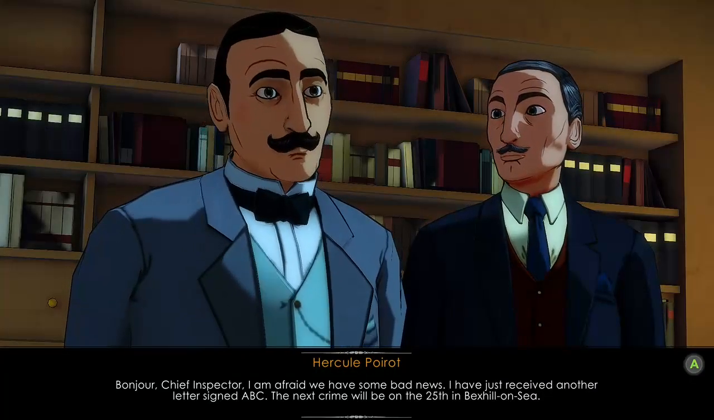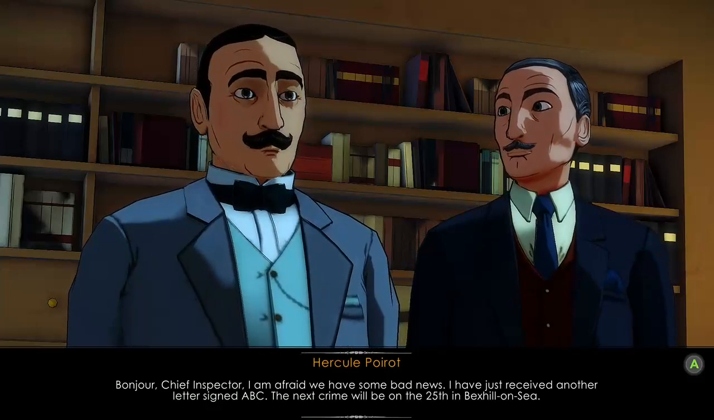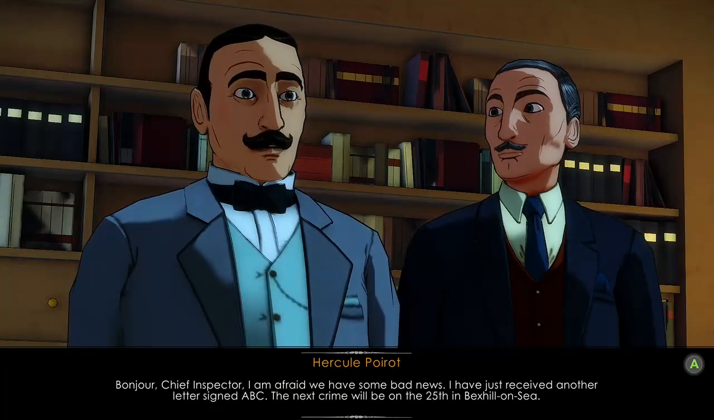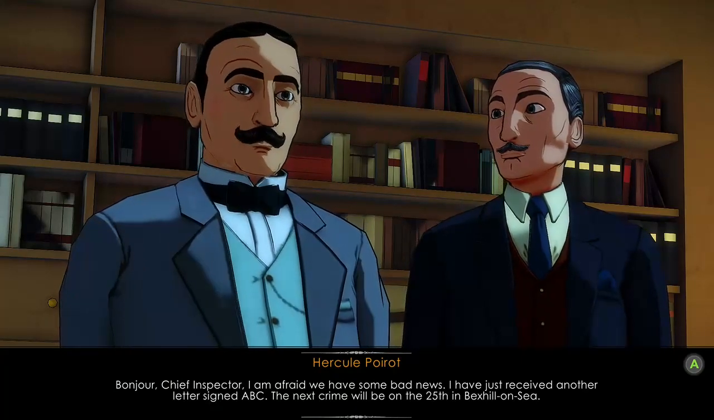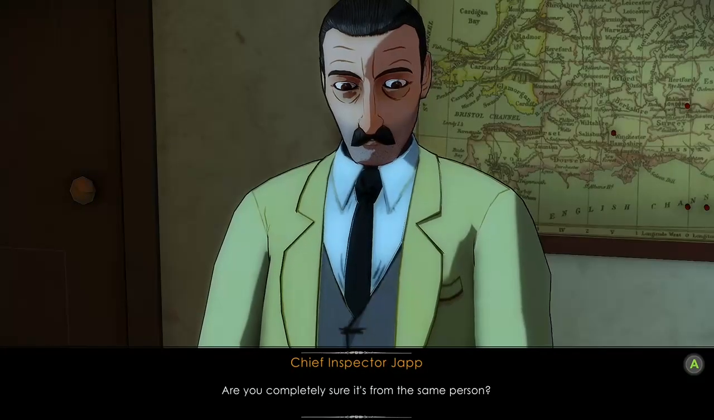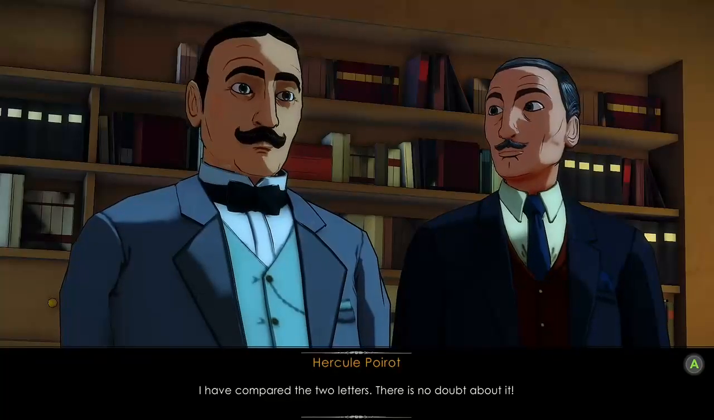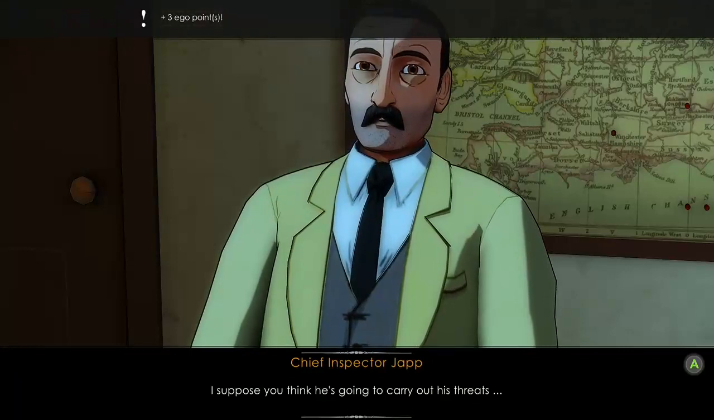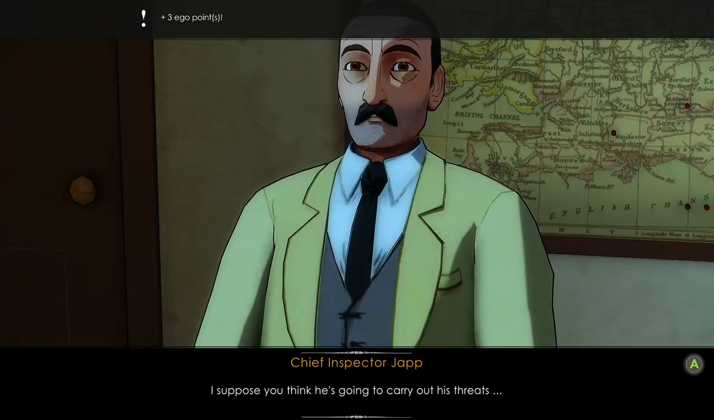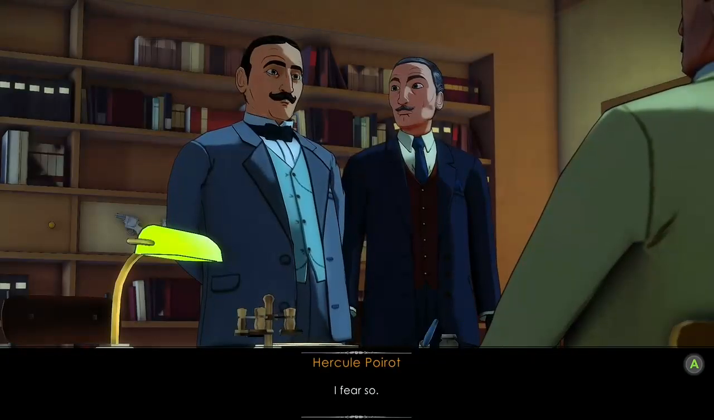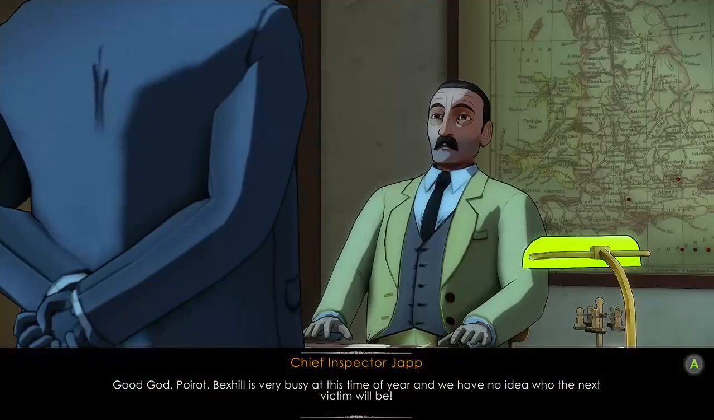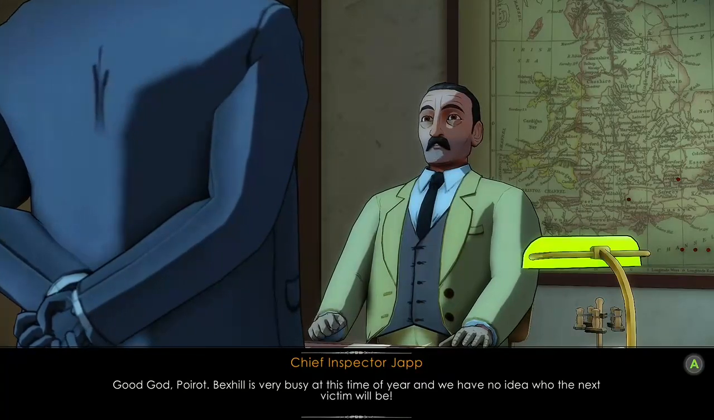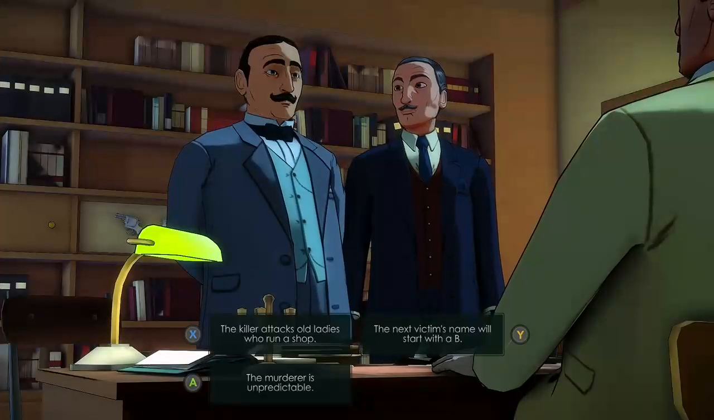Chief Inspector, I am afraid we have some bad news. I have just received another letter signed ABC. The next crime will be on the 25th in Bexhill-on-Sea. Are you completely sure it's from the same person? I have compared the two letters. There is no doubt about it. I suppose you think he's going to carry out his threats. We fear so. I didn't believe him last time. Good God, Poirot, Bexhill is very busy at this time of year, and we have no idea who the next victim will be. We do! The name will begin with a B.